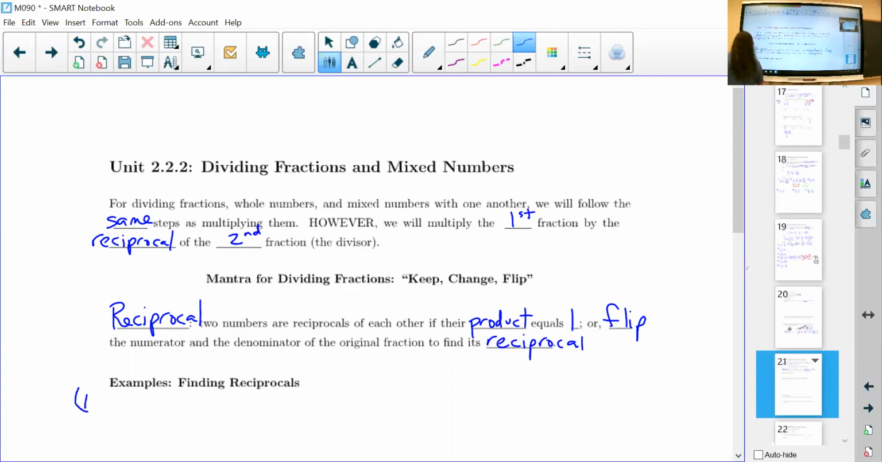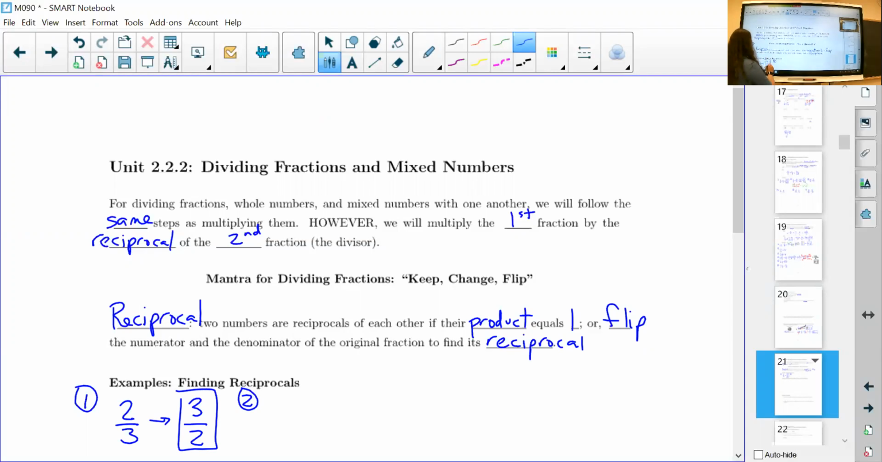So a few examples. Example 1, we have 2/3. All I need to do is flip these upside down. 3 goes on the top, 2 goes on the bottom, and I'm done. 3/2 is the reciprocal of 2/3.